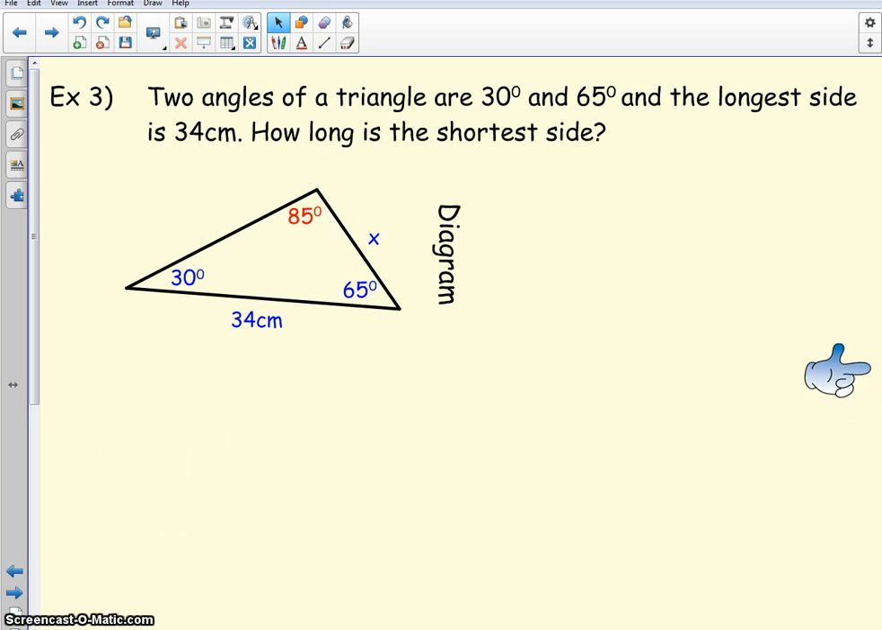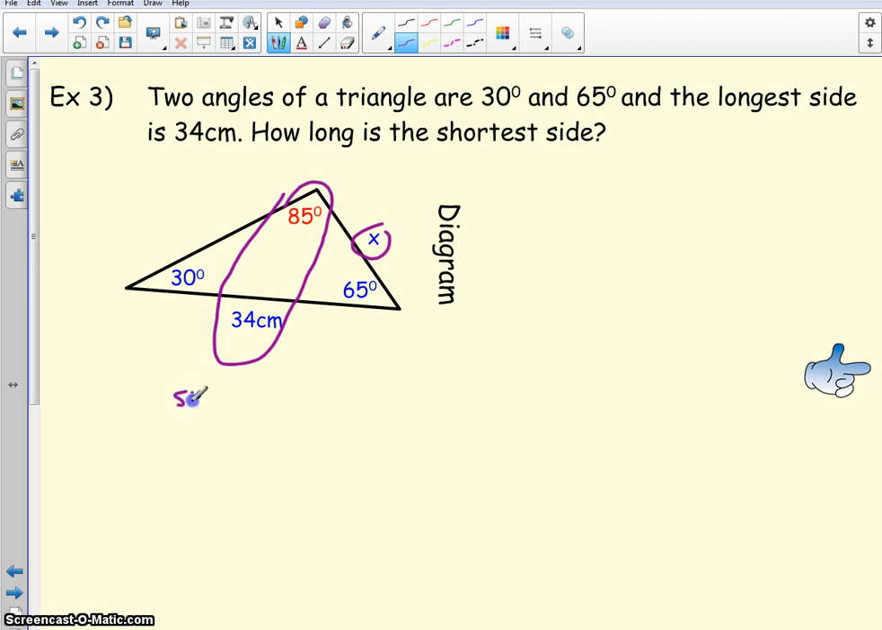Okay, now one thing I should mention here that may help with the algebra for those of you that are still struggling with it a little bit. In this case here, if I want to solve for x, this is the angle side pair I know, so I'm going to have the sine of 85 degrees over 34, which is going to be equal to the sine of 30 degrees over x. Okay, now it can be confusing sometimes when the variable's in the denominator.